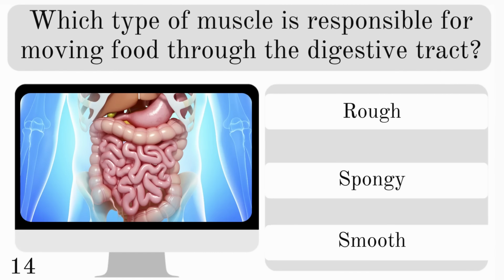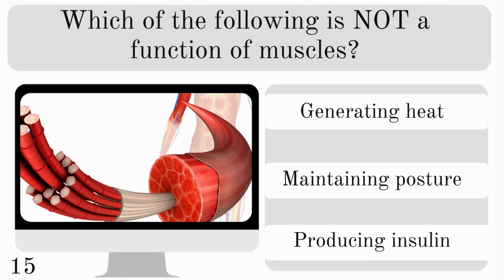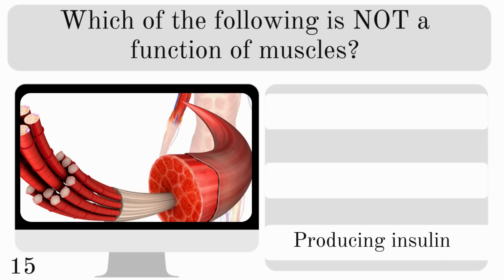Which type of muscle is responsible for moving food through the digestive tract? Rough, spongy, or smooth? And the answer is smooth. Which of the following is not a function of muscles? Generating heat, maintaining posture, or producing insulin? And they don't produce insulin.